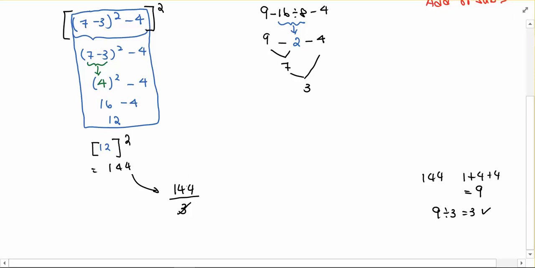So 3 divides into 14 4 times. Then we have 2, that's 12, and 2 to carry. 24 divided by 3 is 8. So the final answer to that problem is 48.